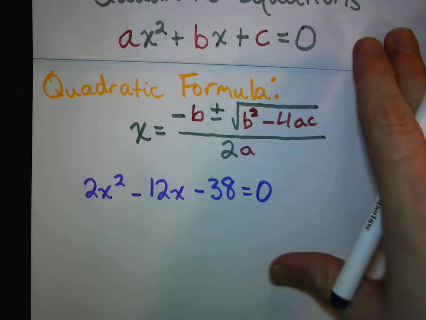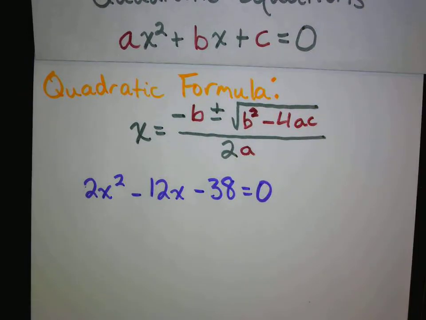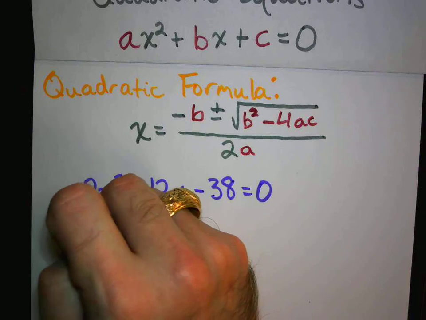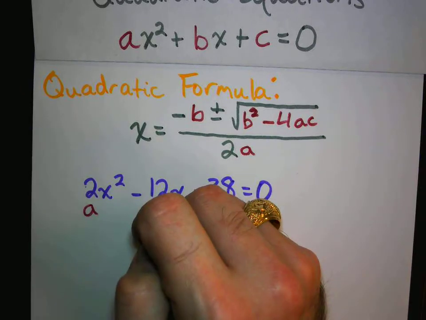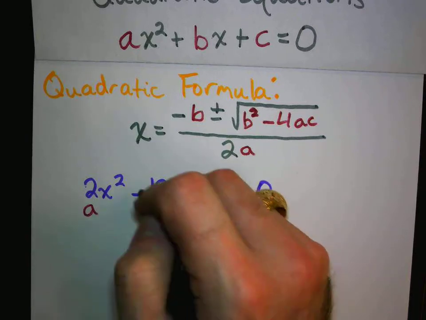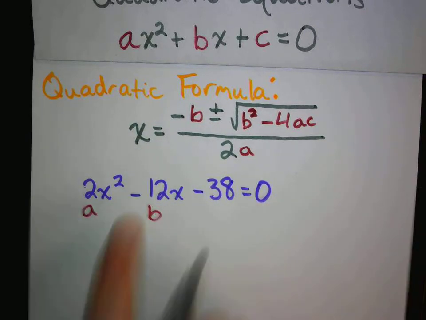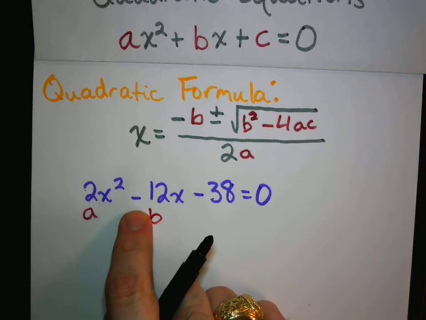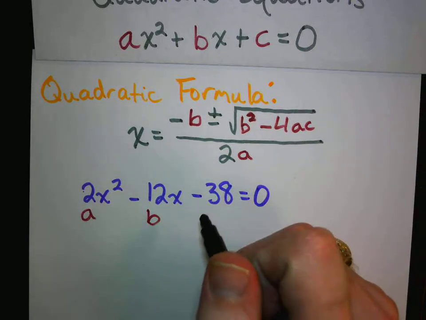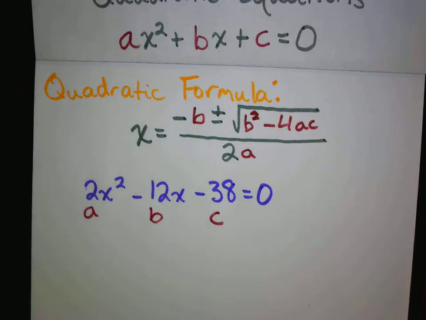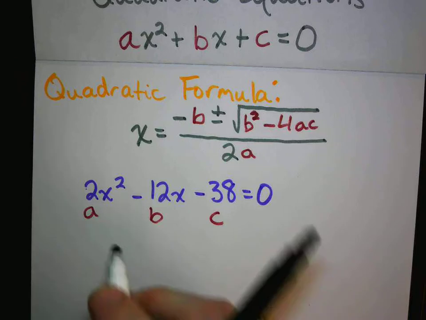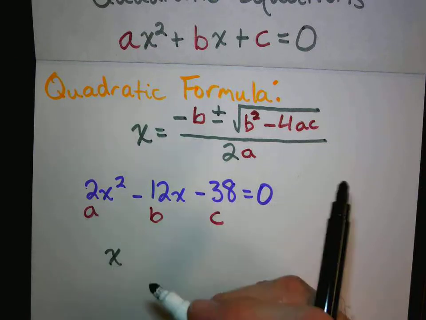Alright, so first of all I want to identify a, b, and c. So of course a is in front of x squared, that makes it 2. b is in front of x, that makes it negative 12. The biggest place you're going to make mistakes here is with positive and negative. And c is the number all by itself, so negative 38. All I have to do is plug it into the formula and be very careful about how I do that.